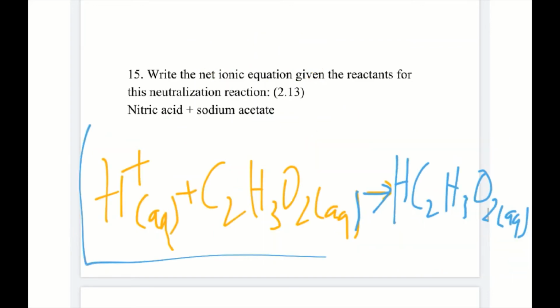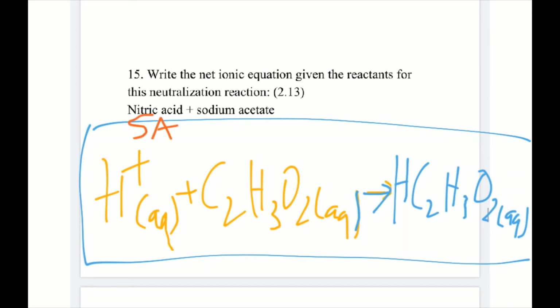So this is the net ionic equation, and remember that nitric acid is a strong acid, and sodium acetate is not on our list of strong bases like sodium hydroxide, which is a strong base. So this is a weak base. So let's do the next question.